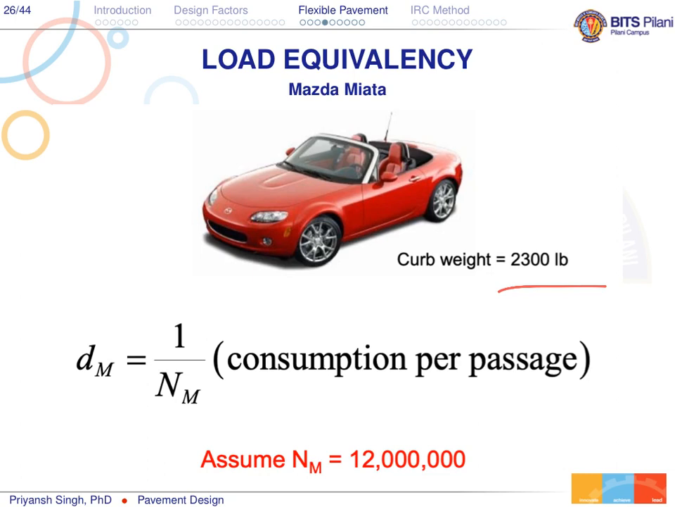So damage will be incurred in each pass, and after 12 million passes my road will be fully damaged. So the damage incurred in each pass can be estimated by 1 upon the number of passes. Let's assume the damage caused by the Mazda, DM, equals 1 upon the number of allowable passes on the road for this vehicle Mazda Miata, that is, let's take it as NM.